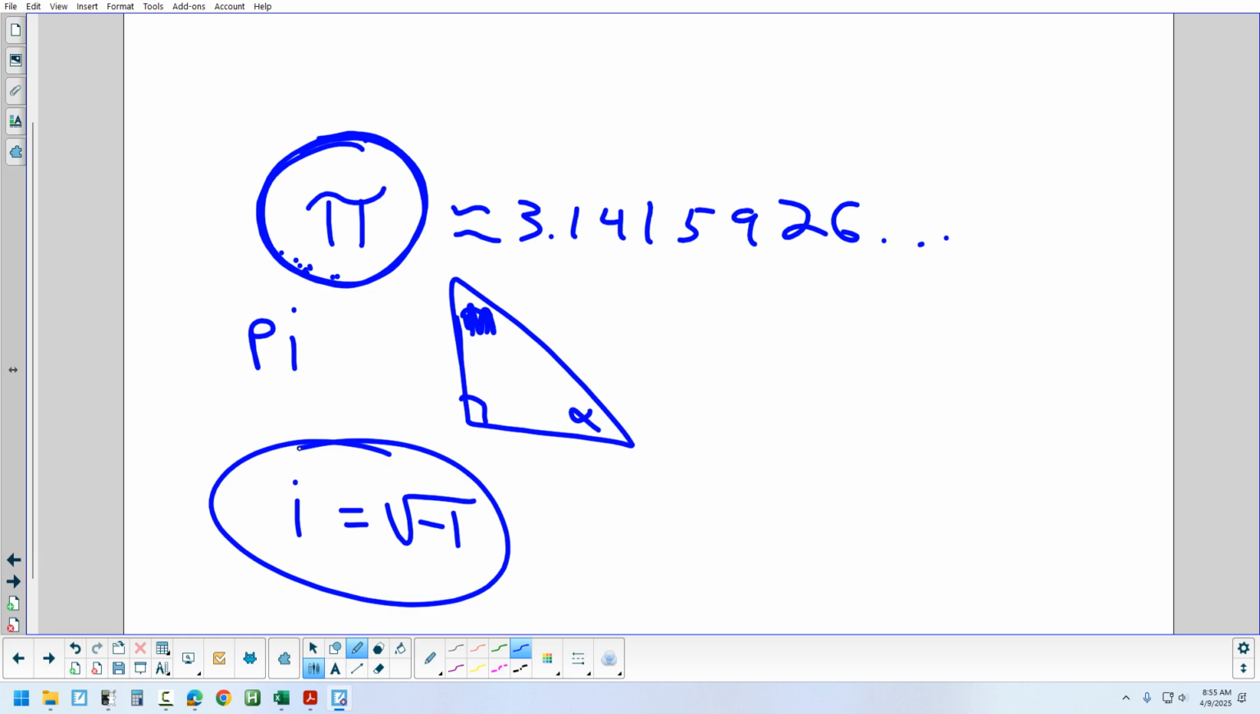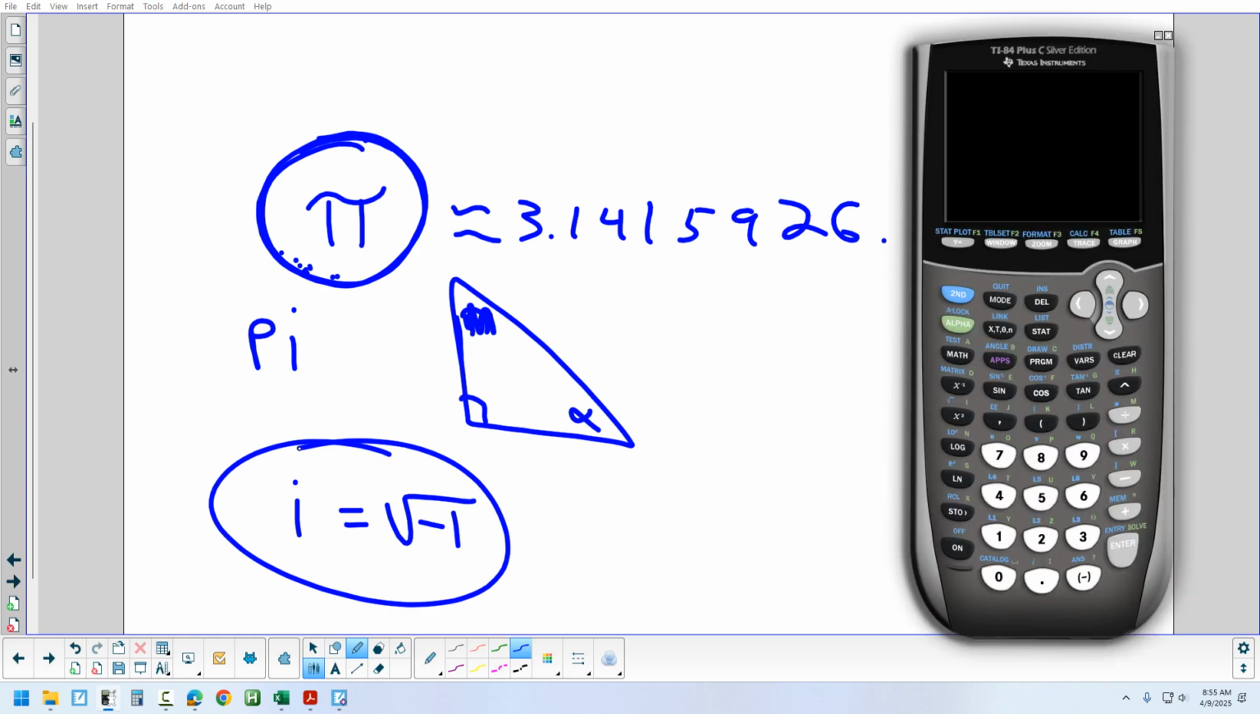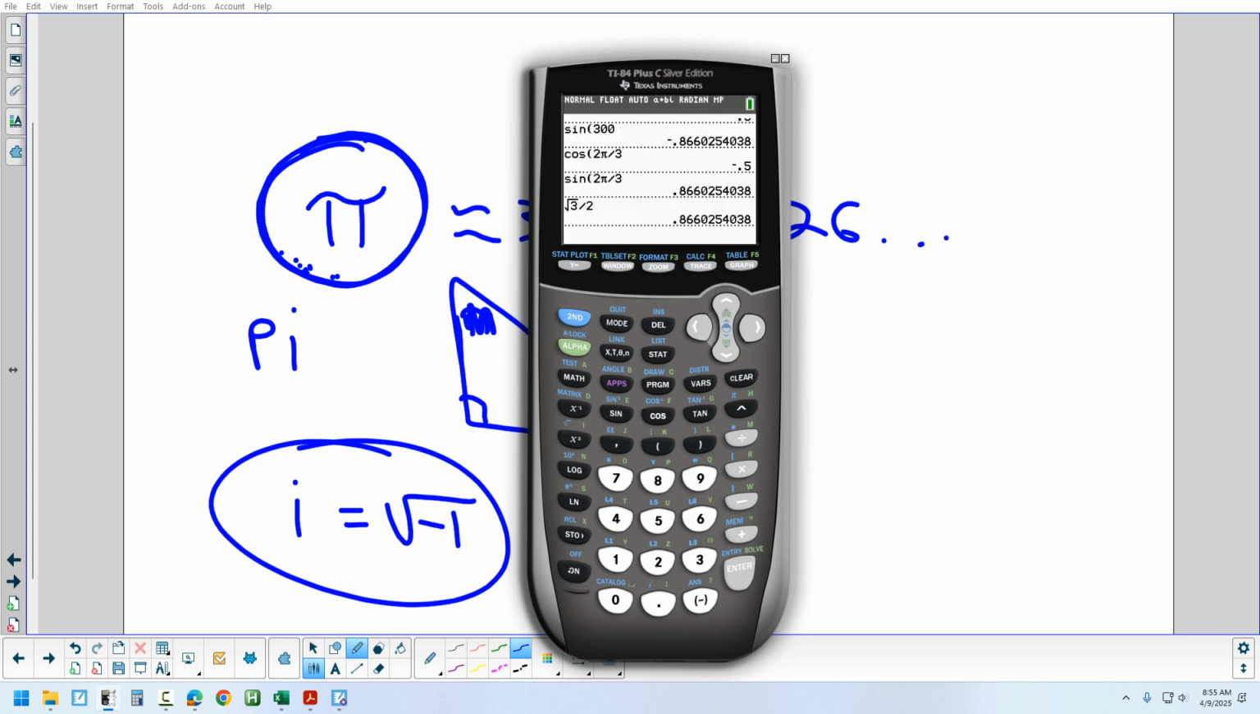And the reason we have to pick a symbol to represent it is because if you try to take that in on your calculator, it won't work. If I do square root of -1, it says it's a non-real answer.